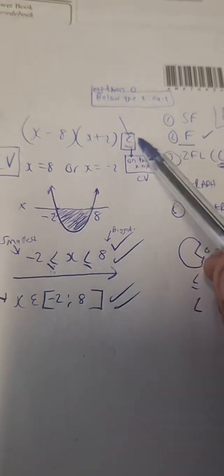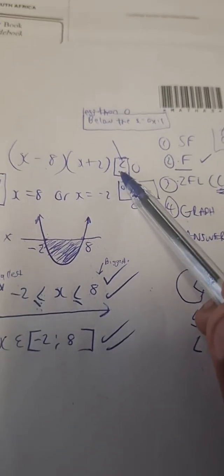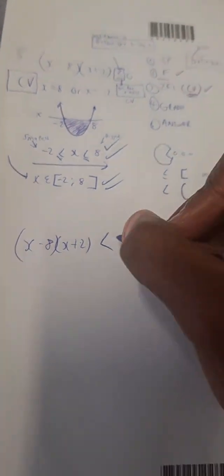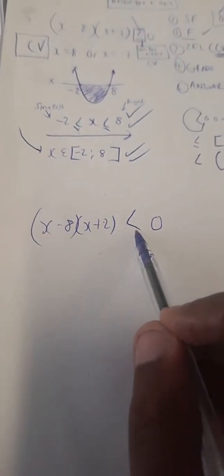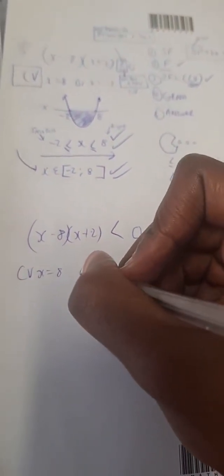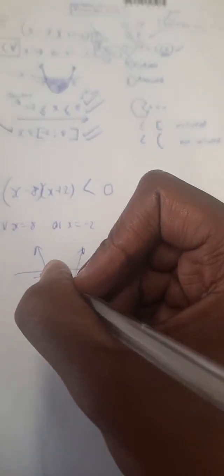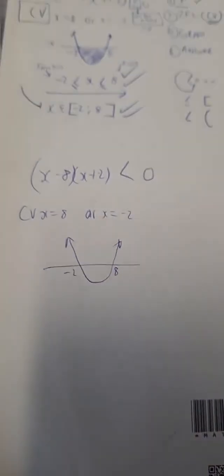That's how we do when we have less than or equal to 0. Or let's say the question was different and it said (x - 8)(x + 2) less than 0 alone, no equal sign. Then the critical values would still be 8 and -2. We would draw the graphical representation of the answer, -2 small, 8 big.